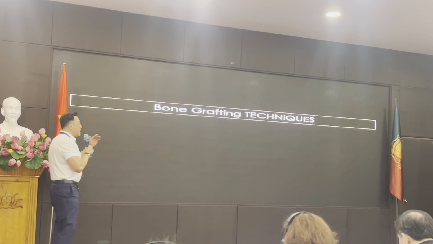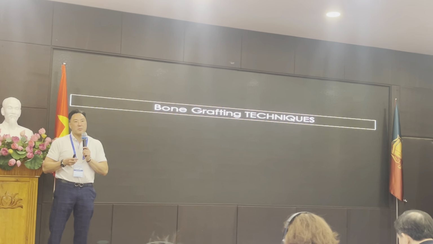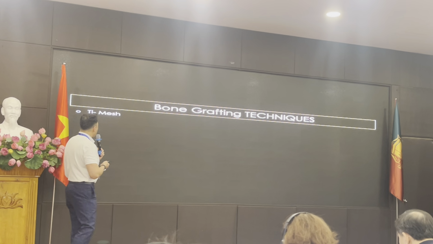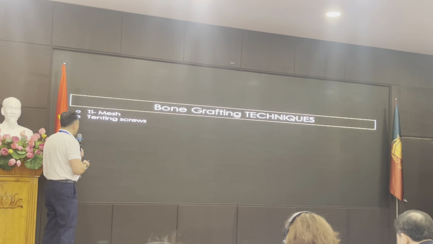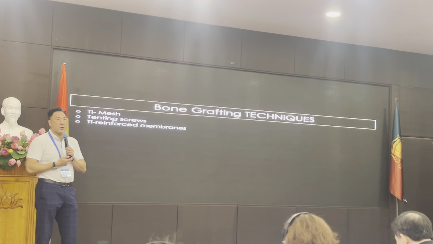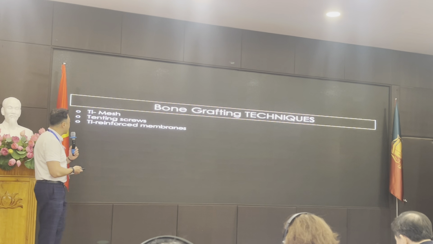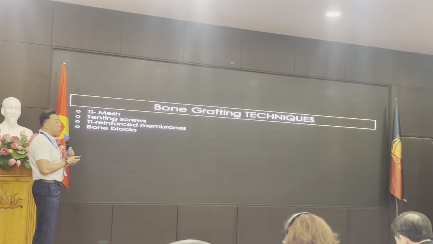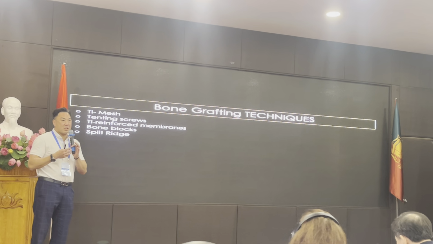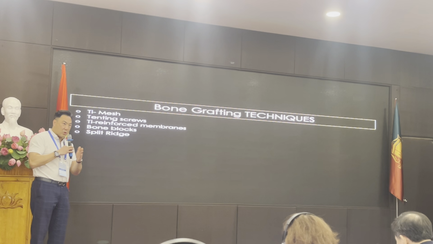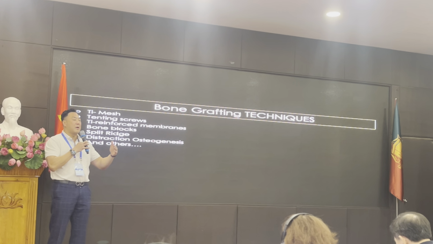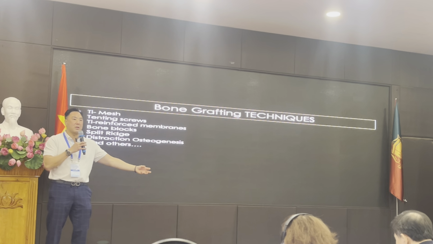And so we know there are many different techniques in the market that help us accomplish the goals of achieving bone augmentation. We can use titanium meshes, we can use tenting screws, right? We can use titanium reinforced membranes as we've seen from Dr. Towns' presentation. We can use bone blocks, right? We can use different techniques, maybe split ridge, right, to increase the width. So many different techniques to allow us to get to the goal of improving that bony foundation.